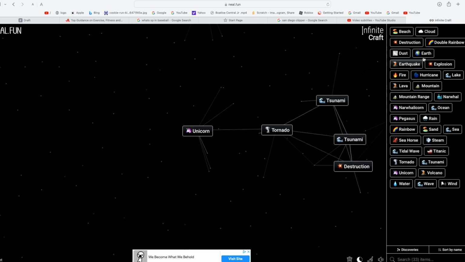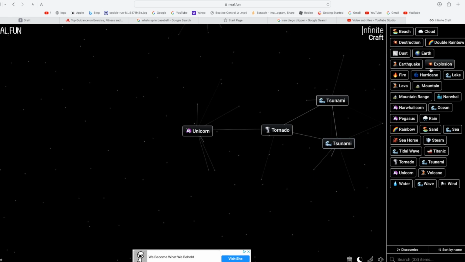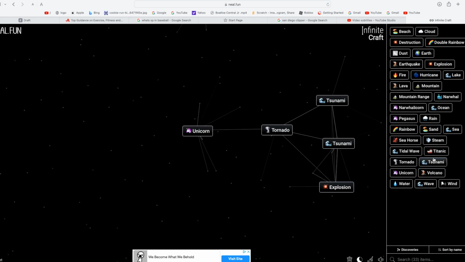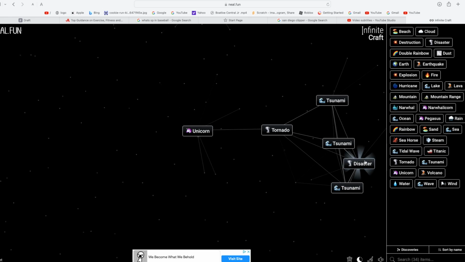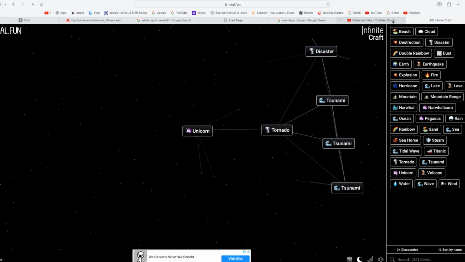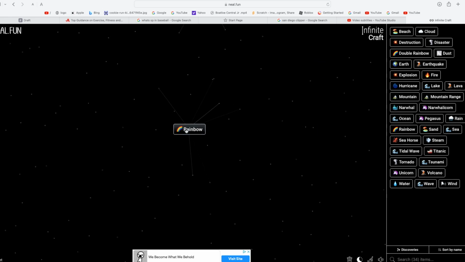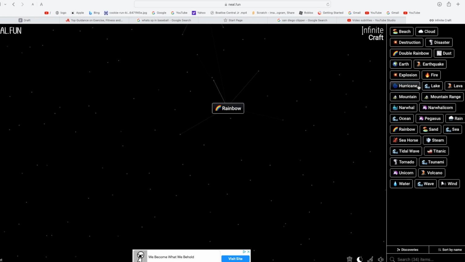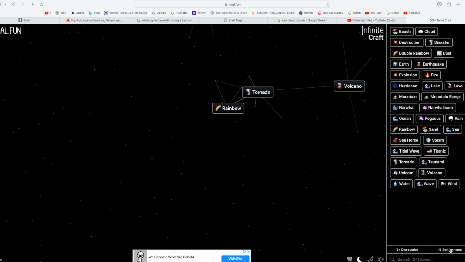Oh, destruction. Destruction plus destruction equals explosion. Explosion plus tsunami equals tsunami. Explosion plus sea. Tidal wave equals tsunami. Tsunami plus Titanic equals disaster. Disaster plus wind equals tornado. I'm just going to mix everything together, and we're going to get a rainbow in the end. Yay! Hurricane plus hurricane, tornado. Lake plus lava, volcano. And I am lost now.